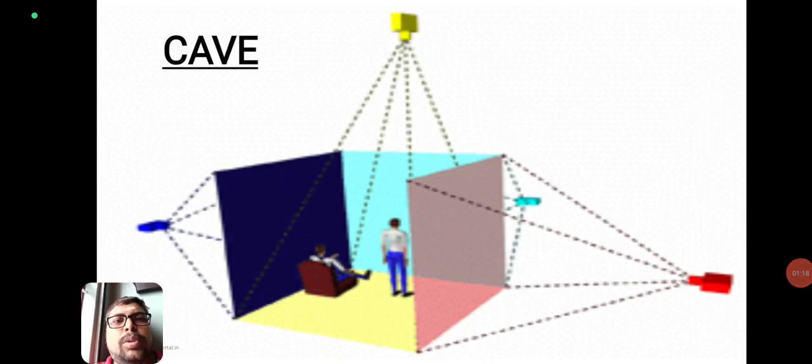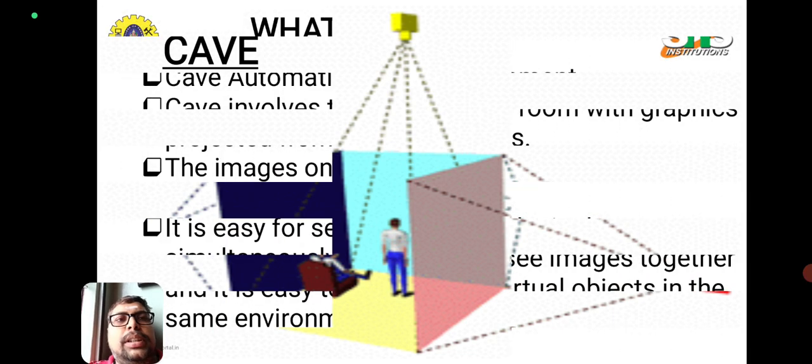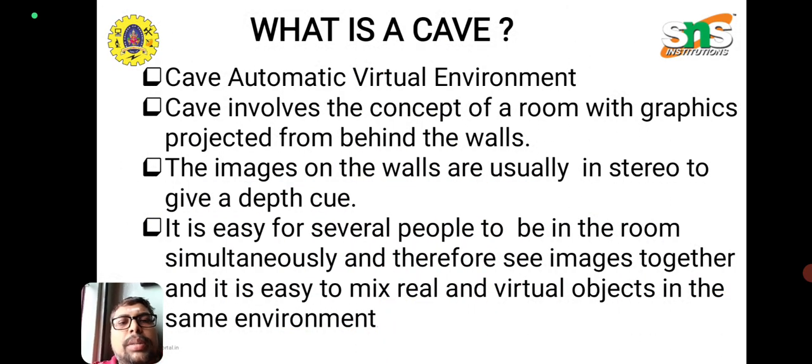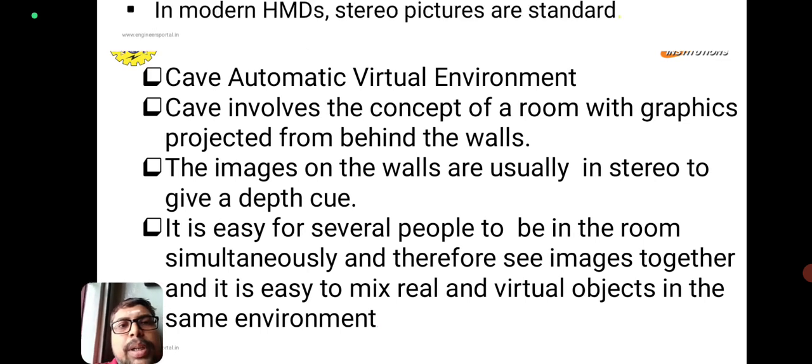Next, we are going to see a term called CAVE. CAVE is a cave automatic virtual environment. A CAVE involves a concept of a room with graphics projected from behind the walls. The images on the walls are usually stereo to give depth cues. It is easy for several people to be in the room simultaneously and therefore see images together, as it mixes real and virtual objects in the same environment.